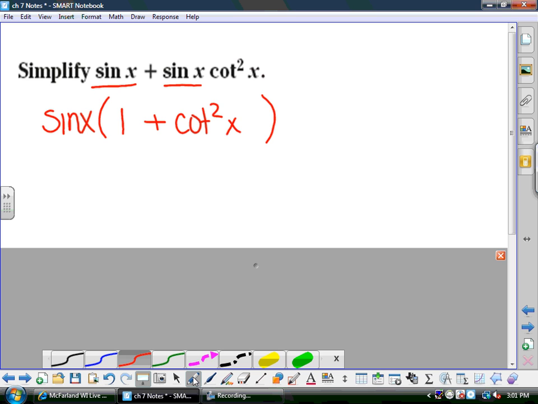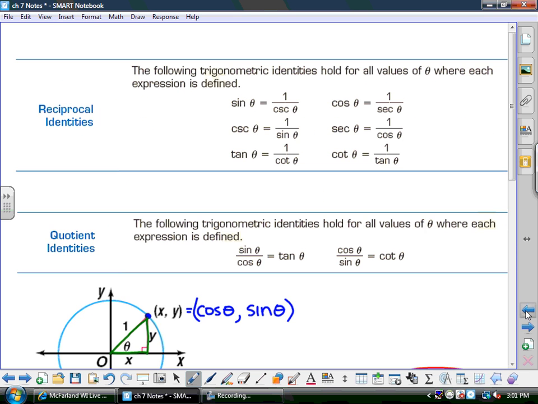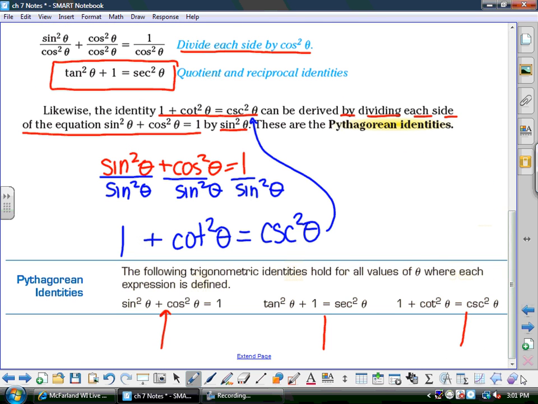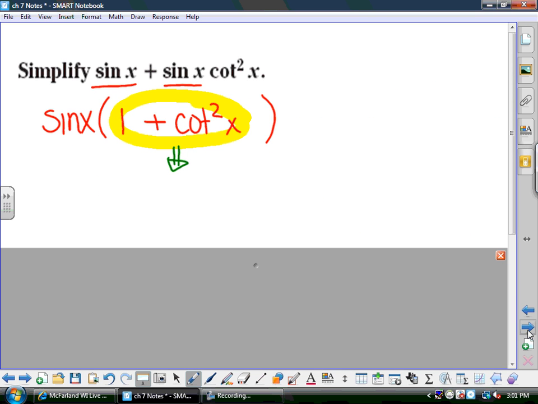Which doesn't seem to help unless you remember that 1 plus the cotangent squared of x is a Pythagorean identity. According to our Pythagorean identity notes, 1 plus cotangent squared of x equals cosecant squared of x. So I can go to this and replace that with cosecant squared of x.